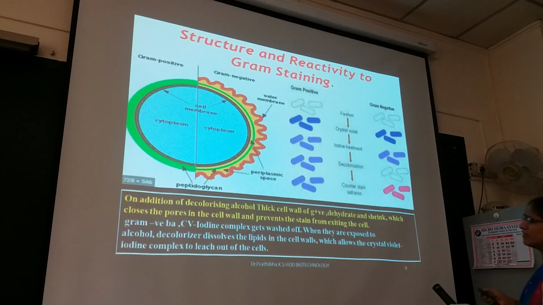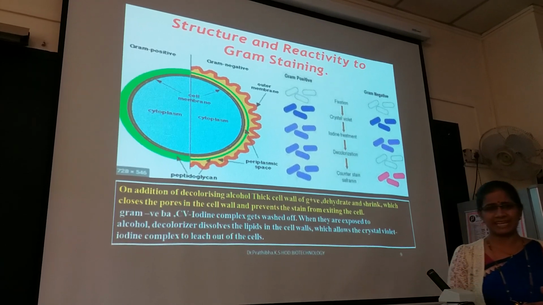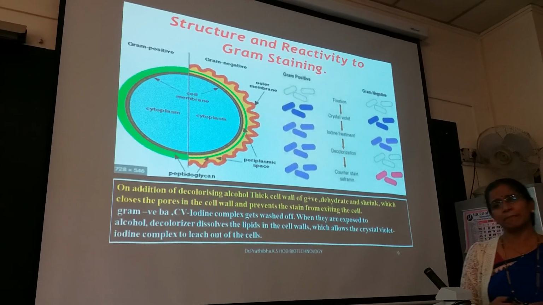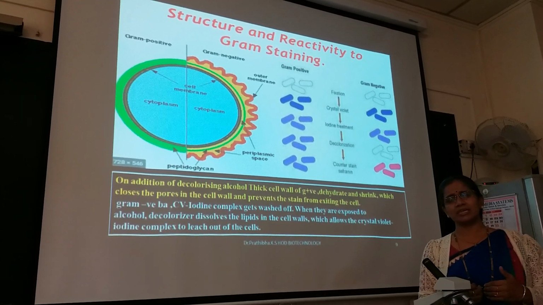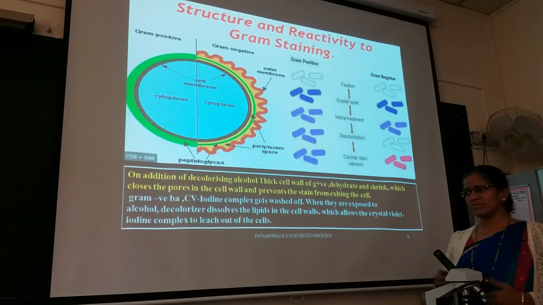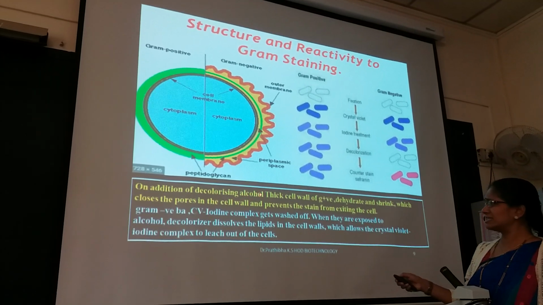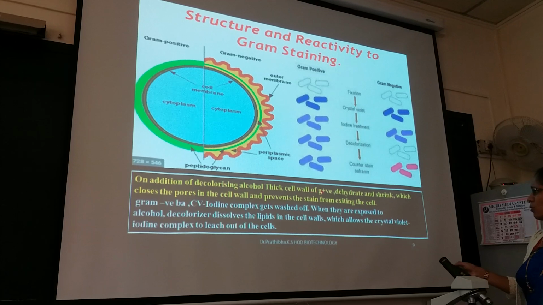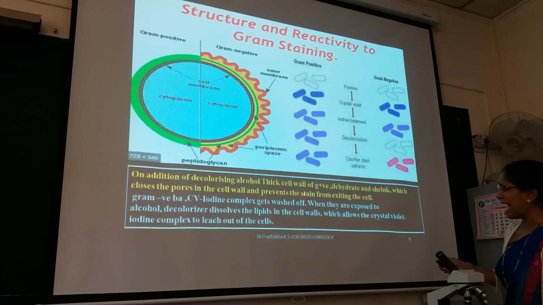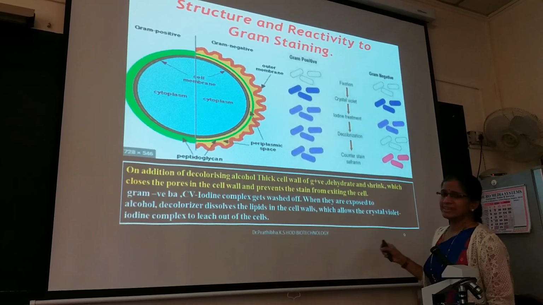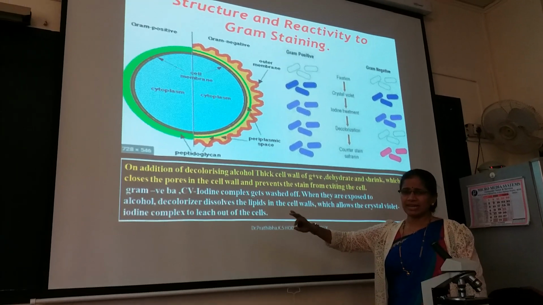Earlier in the initial phase condition, all the organisms have taken the crystal violet stain. Once you apply the decolorizing agent, the lipopolysaccharides or lipid molecules were solubilized and removed the crystal violet stain. And when you treat that colorless organism with the safranin or secondary stain, it takes up the safranin stain. On addition of the decolorizing alcohol to this gram-positive thick cell wall bacteria, they dehydrate and shrink, which closes the pores in the cell wall and prevents the stain from exiting the cell. Gram-positive bacteria will not allow the exit of the primary stain, right, because of the dehydration by the decolorizing agent.